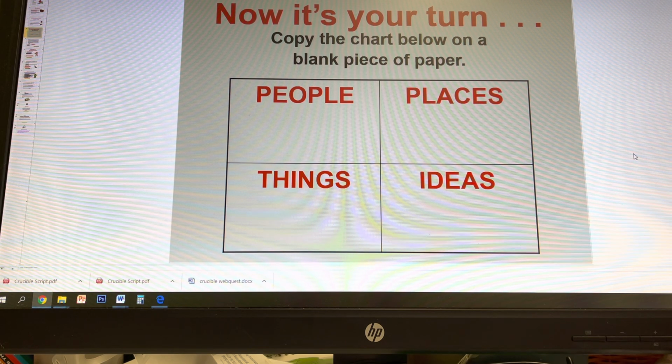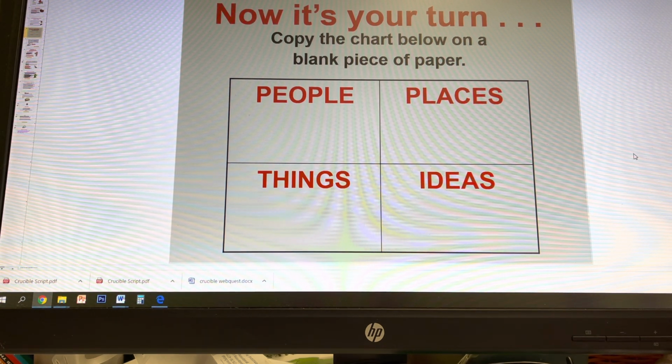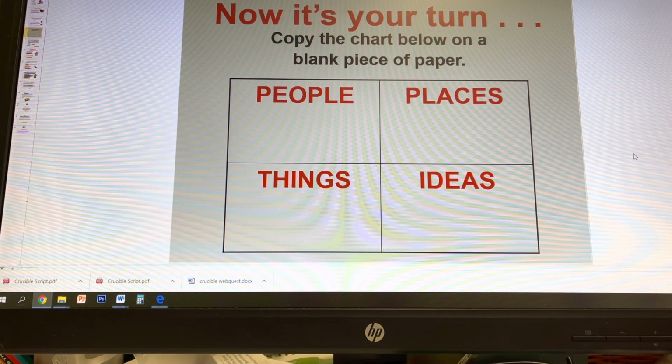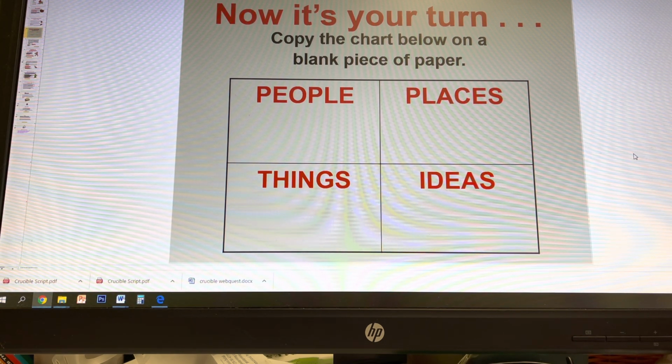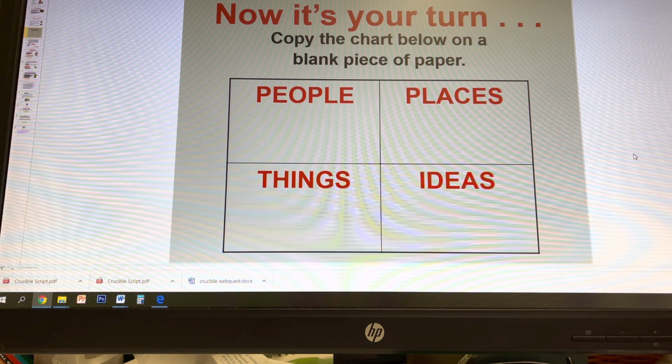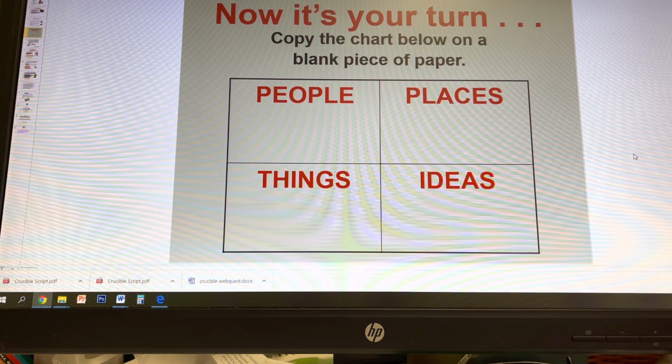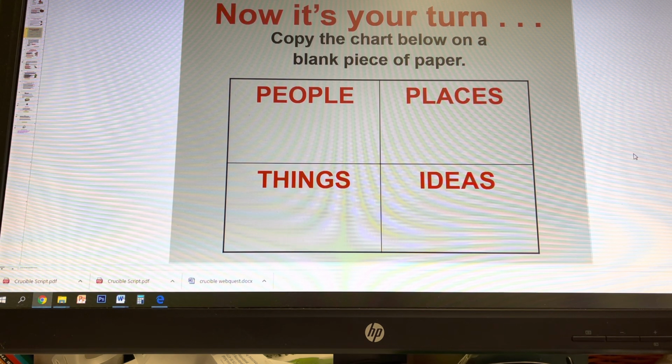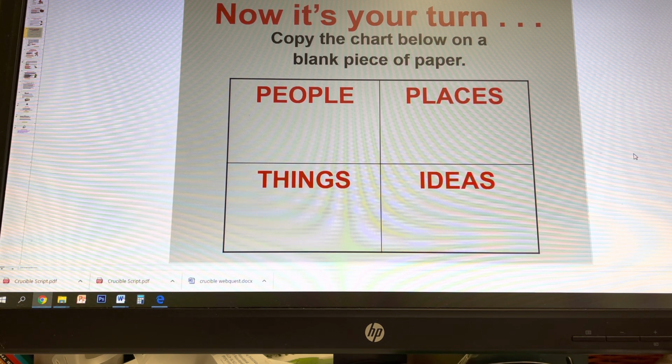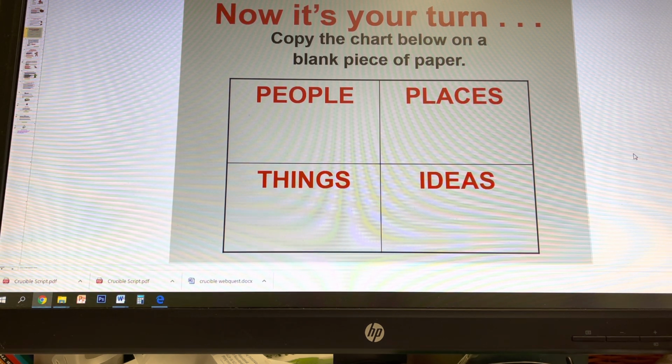So now it's your turn. I want you to take out your piece of paper, and I want you to create this chart on it. If you need to pause the video here so that you can do that now. Because you need to have an area, and you don't have to do it in squares. You can do it in lists. But you need to have an area to write down people, another for places, another for things, and another for ideas. So I want you to list them as people, places, things, ideas. If you'd rather do columns, that's fine.